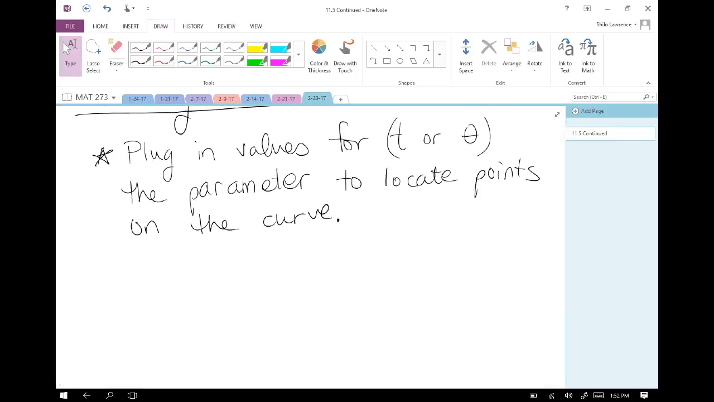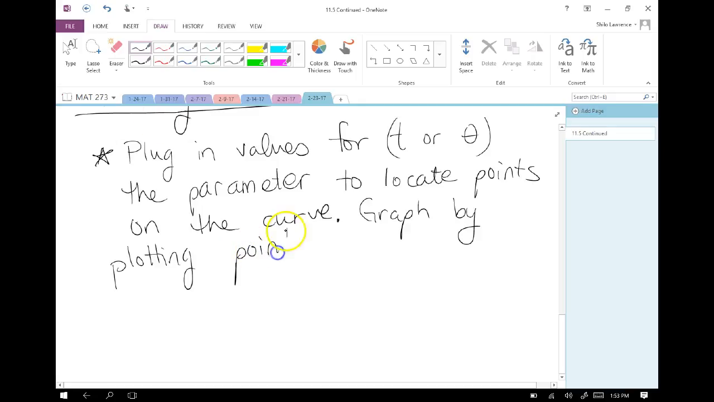Another option is to eliminate the parameter. If you're in 2 dimensions, you can eliminate the parameter and find the equivalent rectangular equation. This gets a little trickier when you're in 3 dimensions, but it's pretty easy in 2 dimensions.